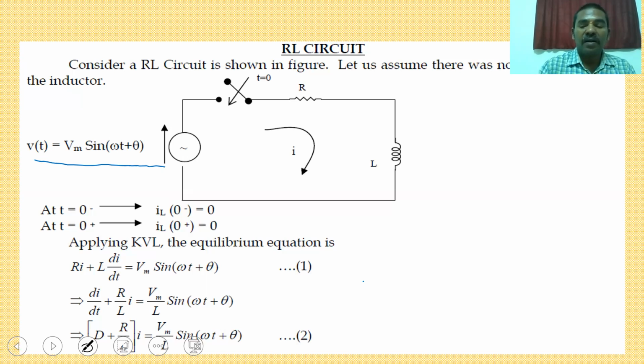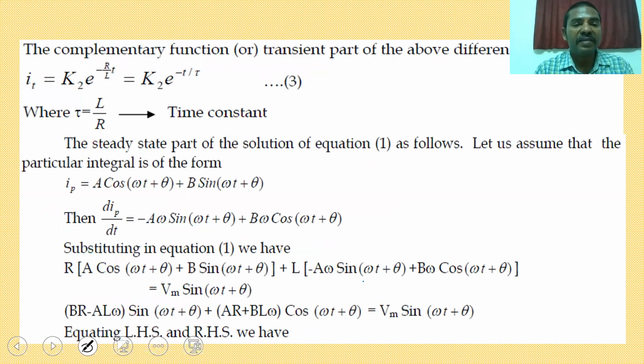So it is a first order differential equation, but the right hand side is a sine function. So we are getting the complementary function as well as the particular integral. The complementary function is the transient response. So the transient current I suffix t is equal to some constant k2 e power minus R by L into t, or k2 e power minus t by tau, where tau is L by R. It is the time constant for the RL circuit.